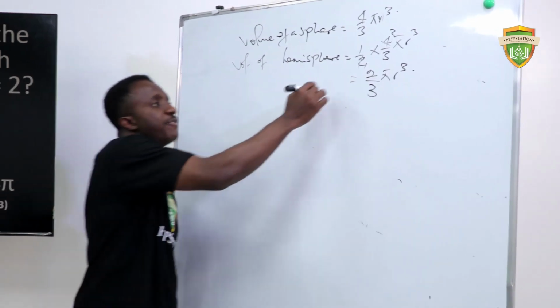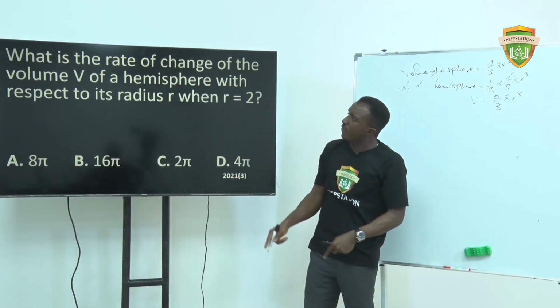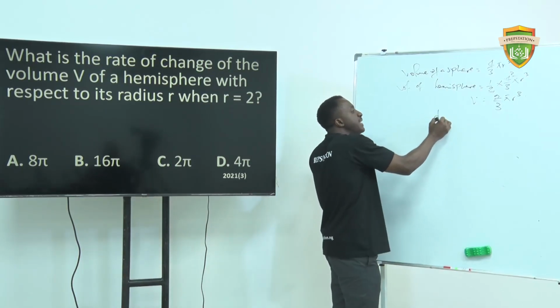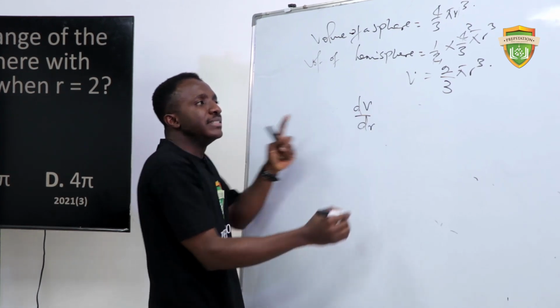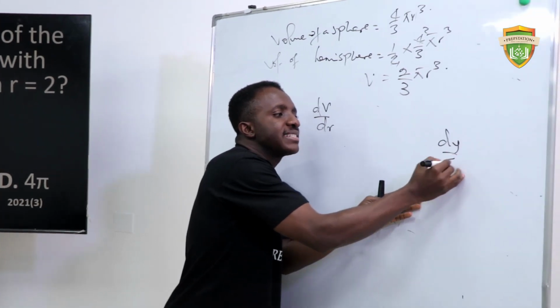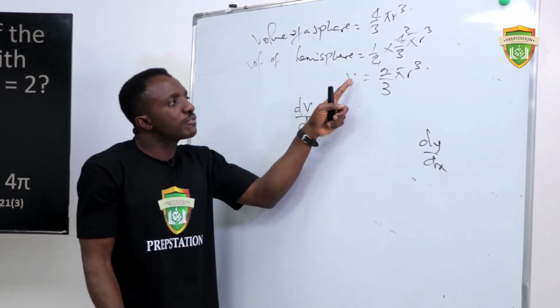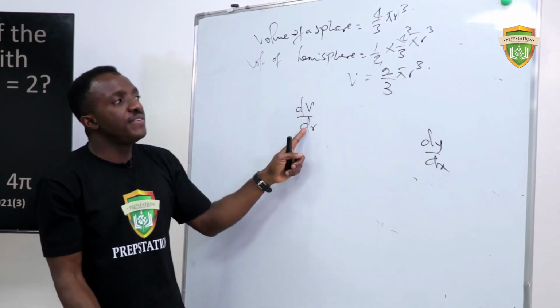Now, this is the volume. We're told that we should find the rate of change of the volume. So rate of change is simply dV/dr, the rate of change of volume with r. Just as dy/dx is simply the rate of change of y with x, the rate of change of volume with r is dV/dr.